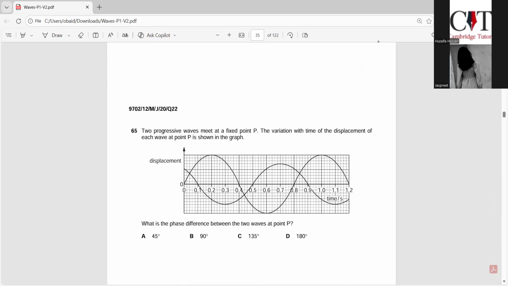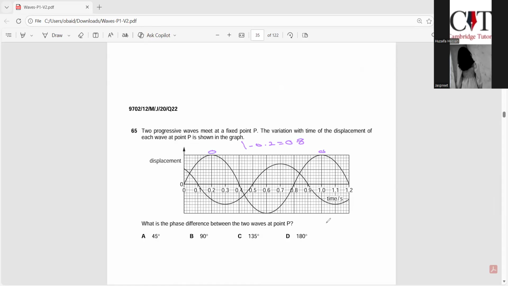See, for calculating the phase difference between two different waves, first we find the time period. What is the time period? 0.4? No, see it is 0.2 and 1. So 1 minus 0.2, it is 0.8. Yes or no? Two consecutive crests. Yes. Okay, so the time period is 0.8.